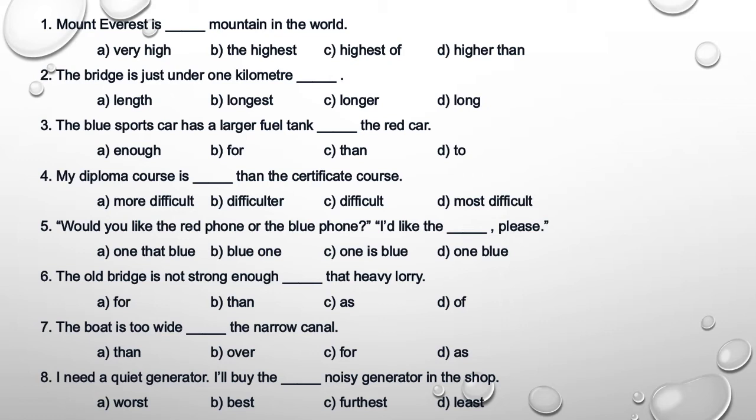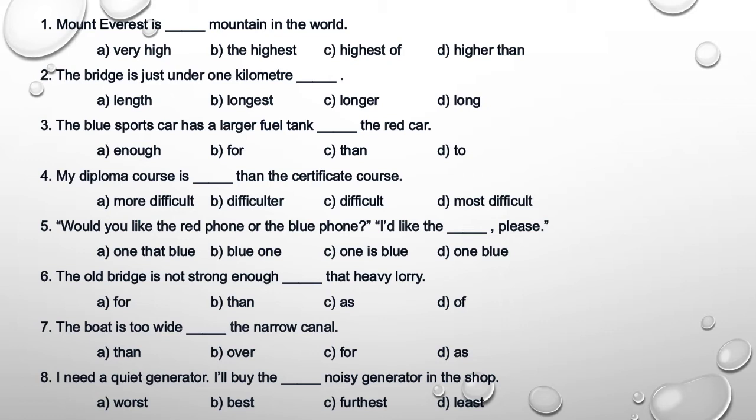Now, number 1, Mount Everest is mountain in the world. This sentence compares one mountain, which is Mount Everest, to the whole mountains in the world. So we compare one thing to a group of things. So we need a comparative or superlative.